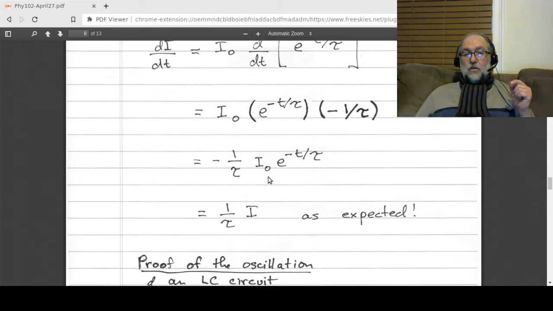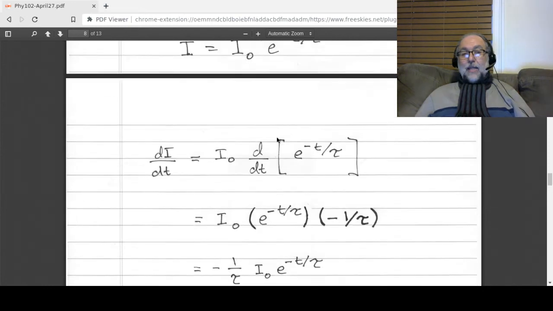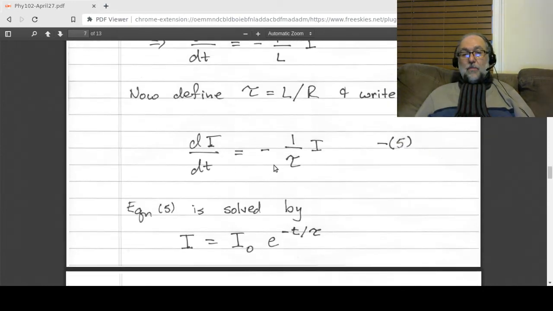And that just reduces to this, and you identify I naught e to the minus t over tau as I, the time-dependent current, and you just get this back again. So dI by dt is equal to minus 1 over tau times I. I dropped the minus in there, guys. I apologize. There should be a minus right there. And that is exactly equation number 5. So what I basically showed you is that equation number 5 is solved by that exponential decay.